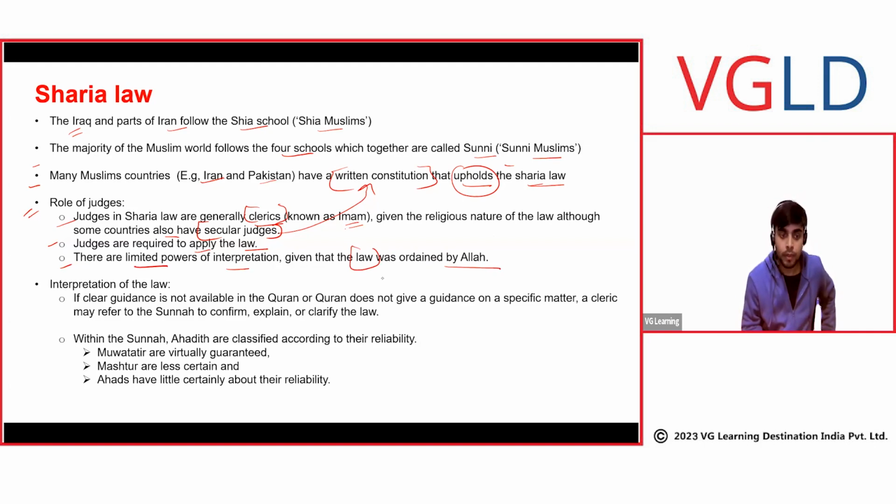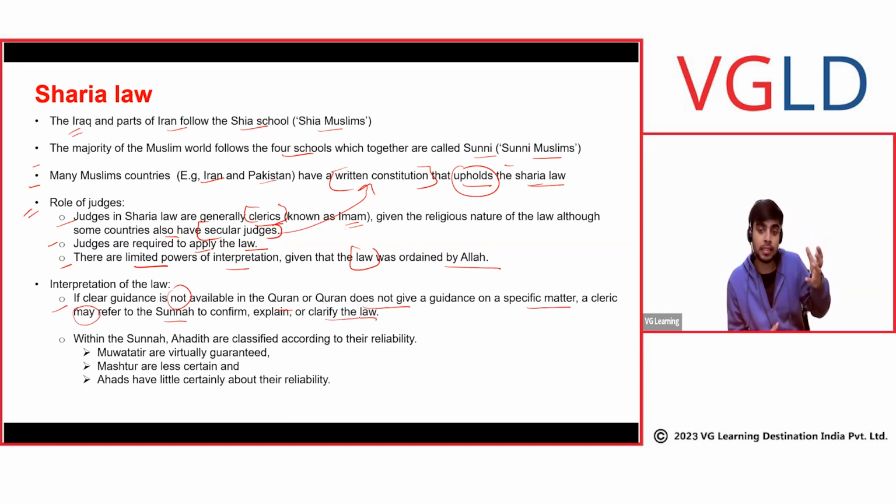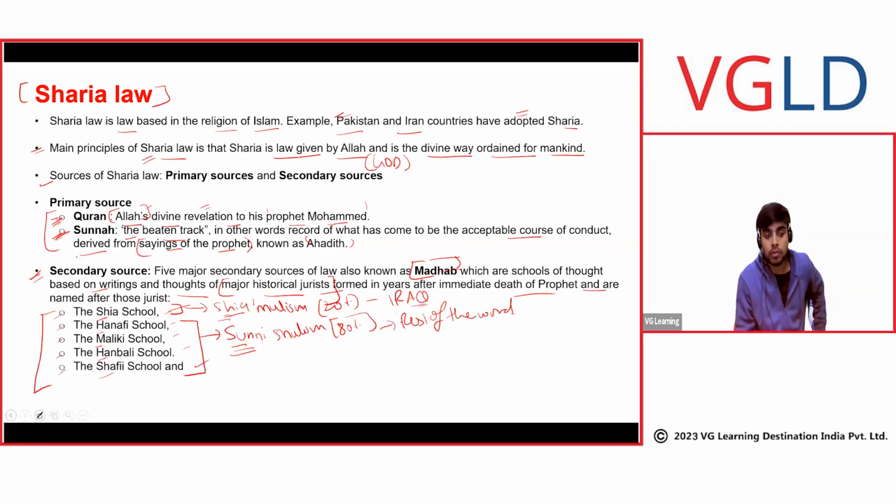Okay, interpretation of the law. If clear guidance is not available in the Quran, or the Quran does not give guidance on a specific matter, a cleric may refer to the Sunnah to confirm, explain, or clarify the law. If something is unclear or ambiguous in the Quran, then we come back to the Sunnah, whatever has been written or interpreted by the companions of Prophet Muhammad.